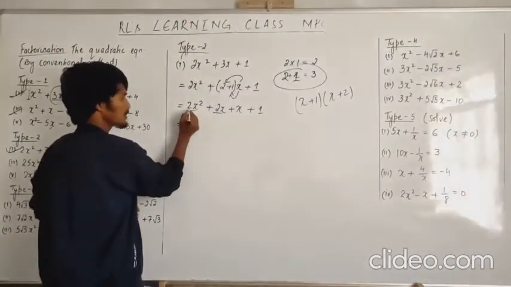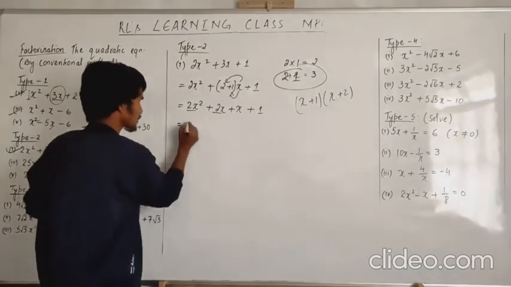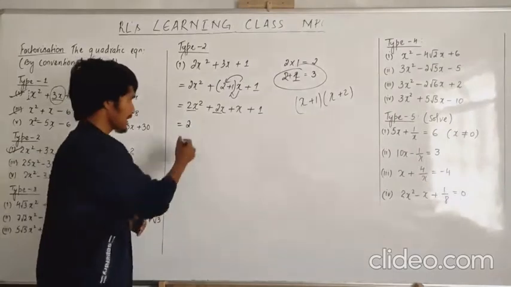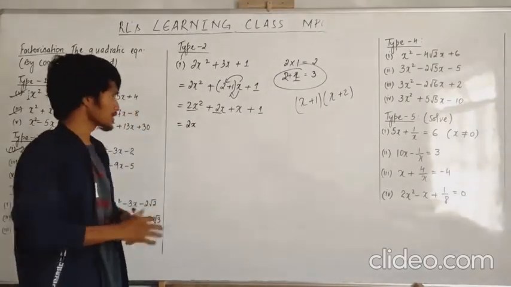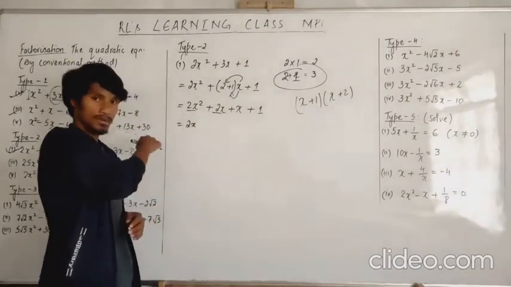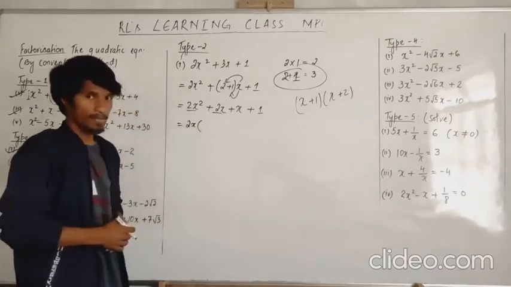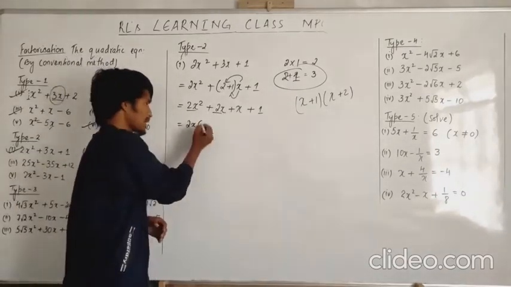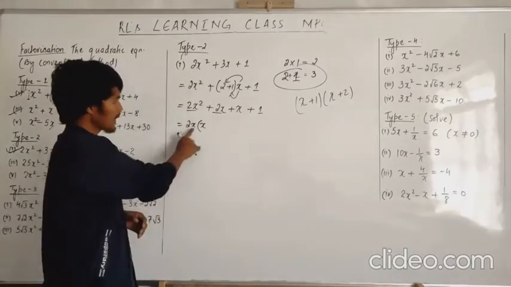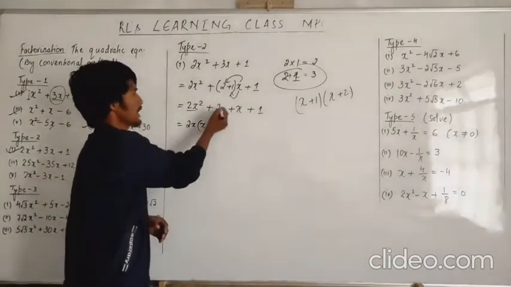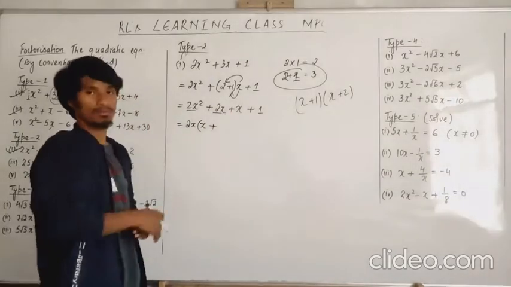Now here 2 is there and here also 2 is there, then 2 is common. Here x is there, here also x is there, then x also is common. Then bracket. But here how many x? There are 2x, and I have to put 1 more x. Then x into x squared.